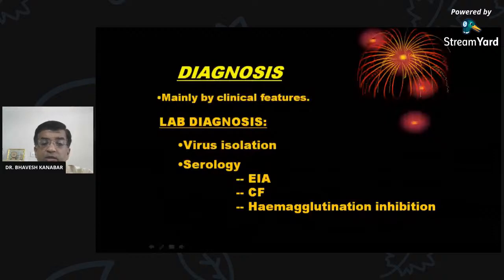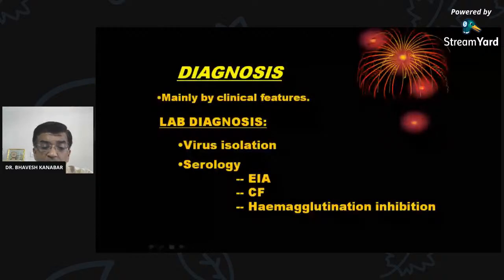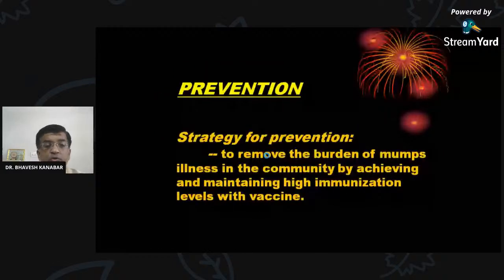So diagnosis is by clinical features only, right? And you can go for some investigations like viral isolation from the secretion, serological test, but this is not needed. Prevention strategy: you can give the name of the vaccine.